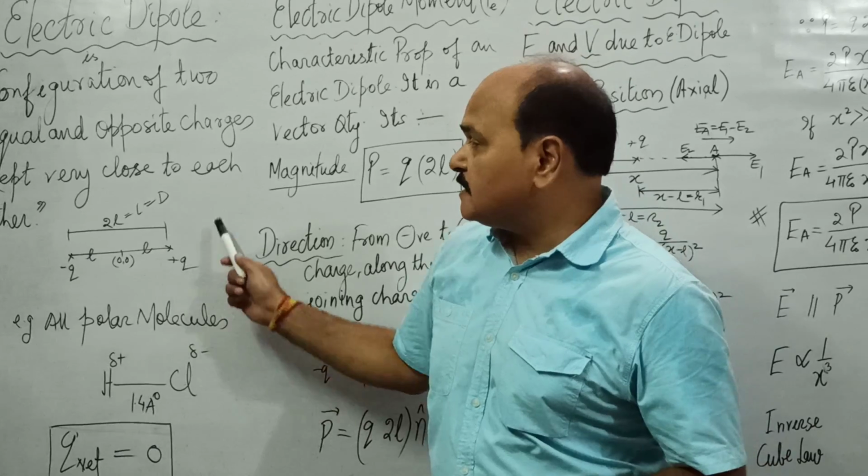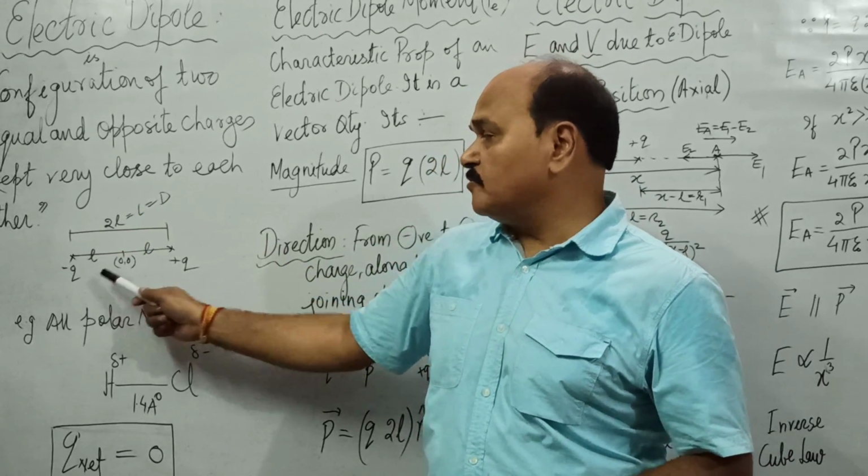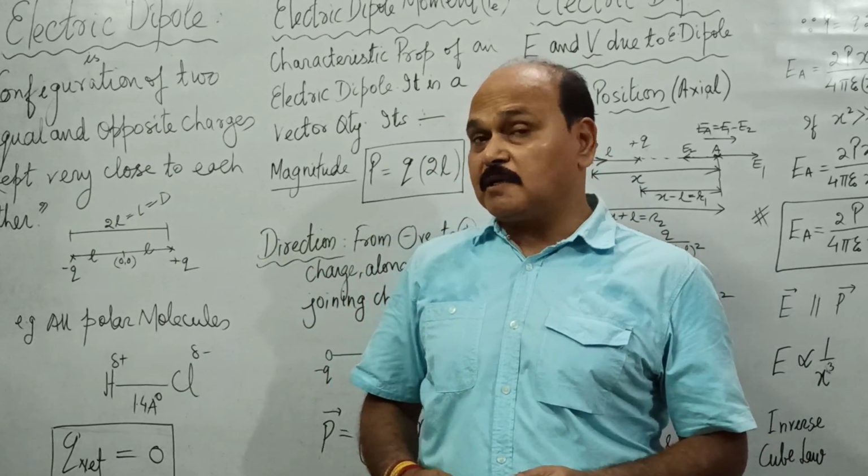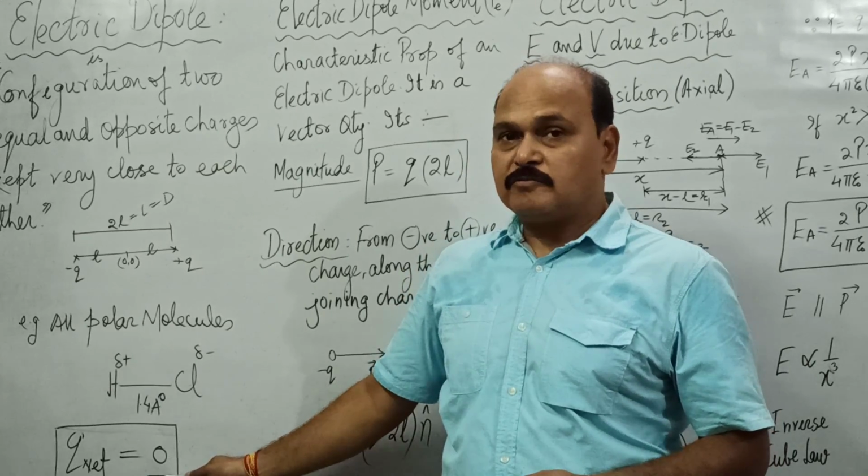Well, net charge over an electric dipole, plus q minus q. If we find out the net charge over an electric dipole, it is 0.